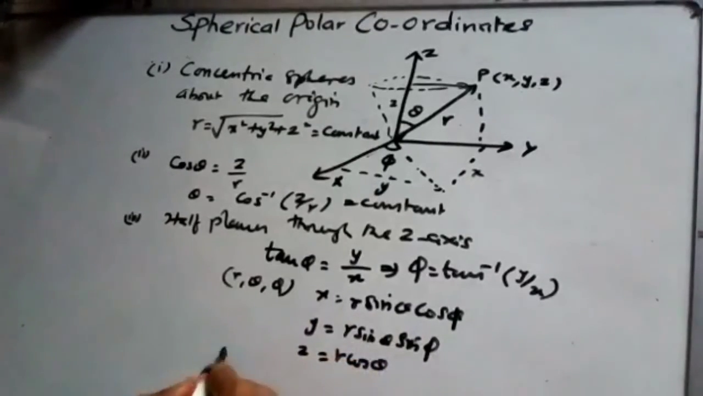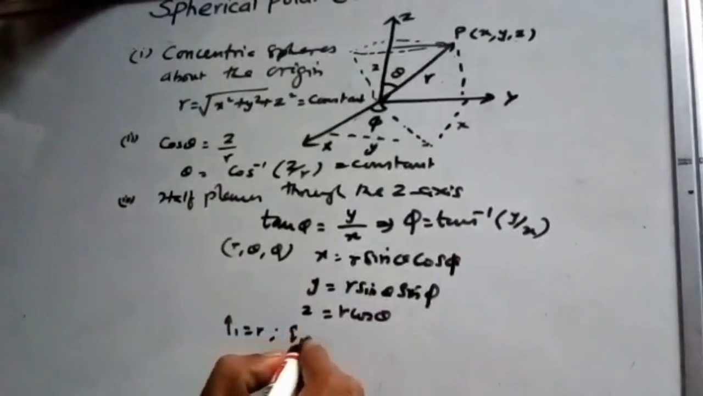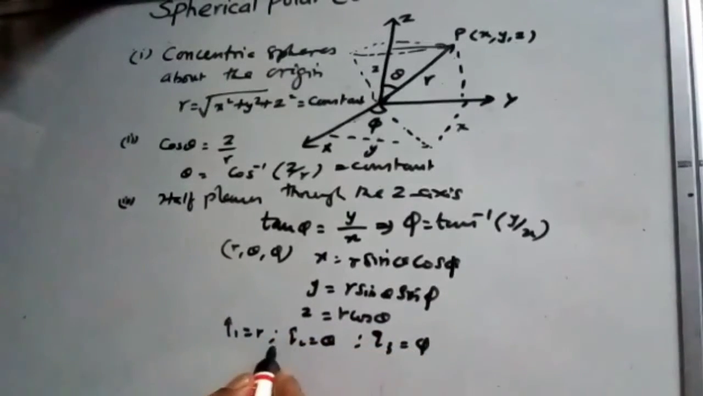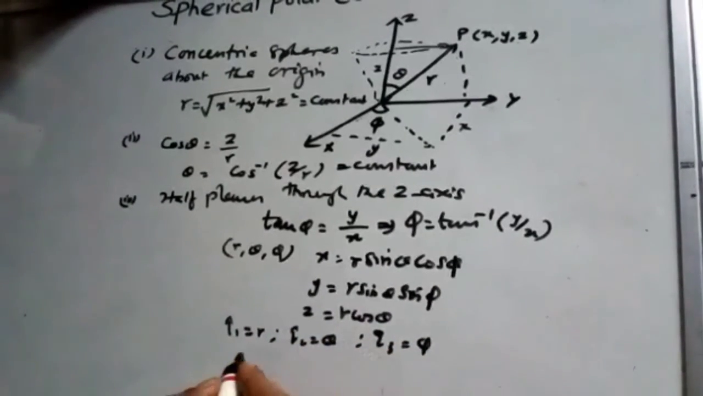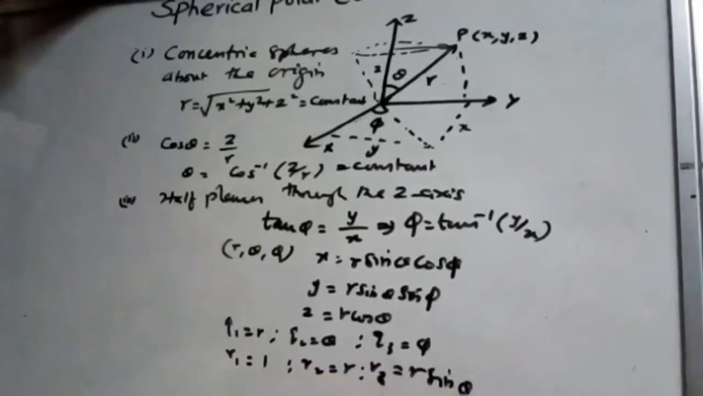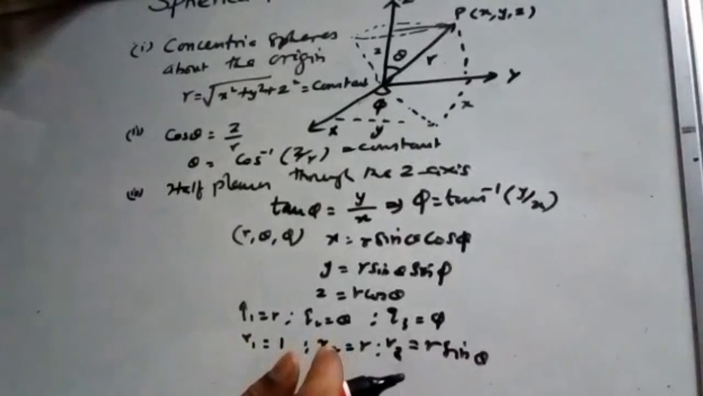And q1 equal to r, q2 equal to theta, q3 equal to phi, that is the spherical coordinates r, theta and phi, and h1 equal to 1, h2 equal to r, and h3 equal to r sin theta. So after that we can find the gradient, divergence and curl also.